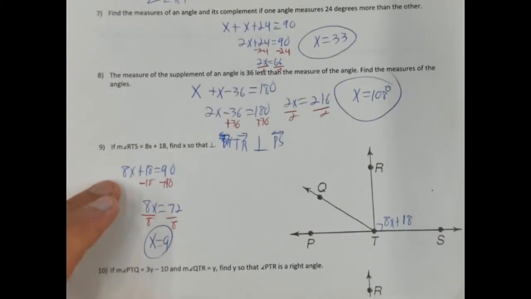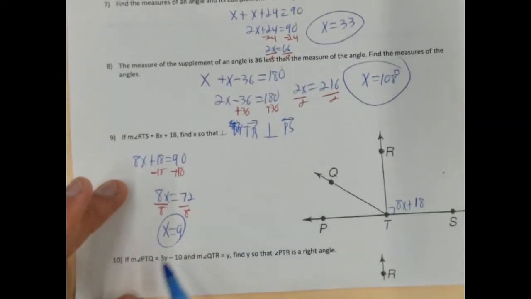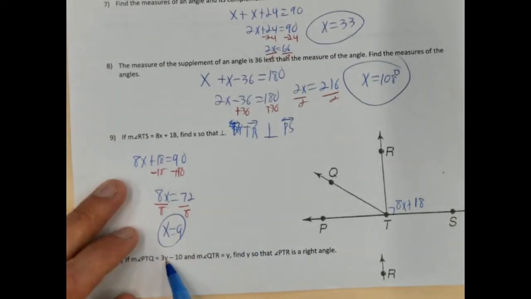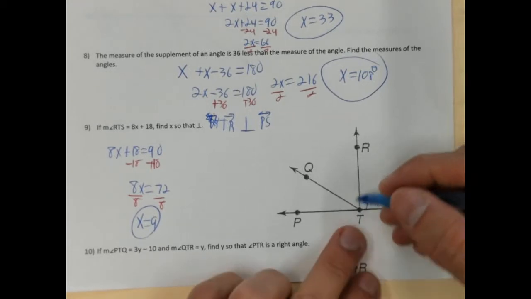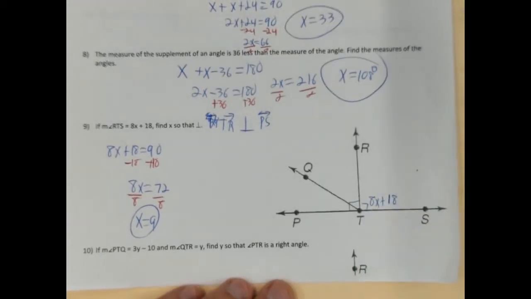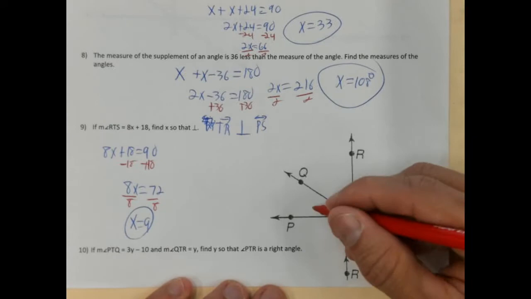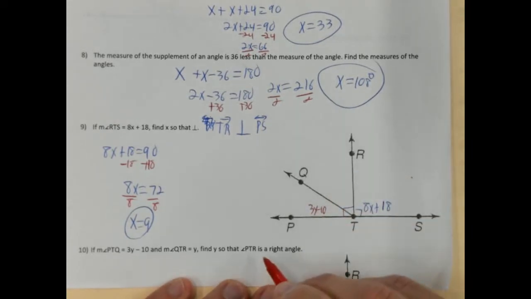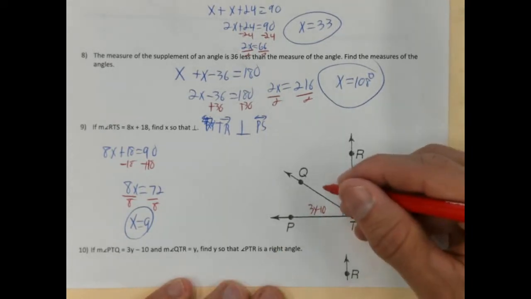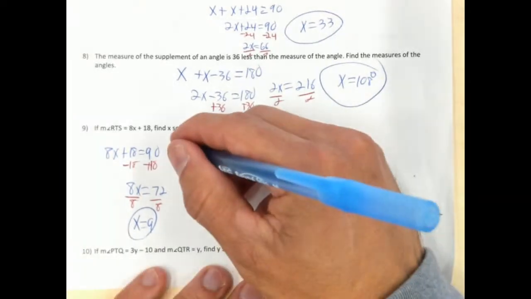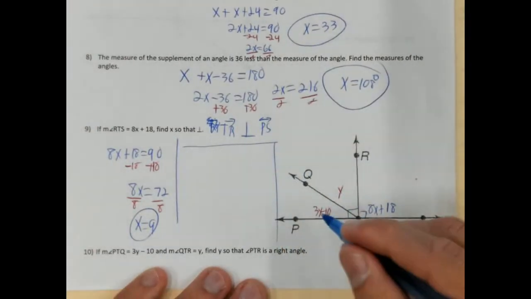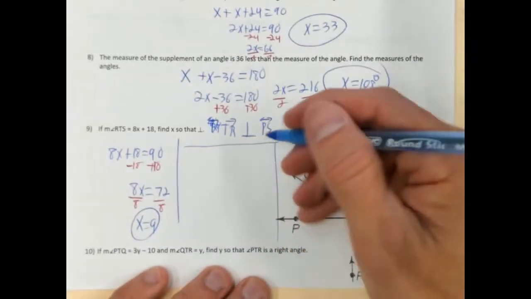Okay. This last one got cut off. So we're using the same picture. If PTQ is equal to 3y minus 10 and QTR is y, find y, so the PTR is a right angle. Okay, so PTR here is a right angle, so they're telling us that. So PTQ is this one. That'd be 3y minus 10. And QTR is y. It's a right angle, so these two would add up to 90. I know this is not the best, but we're going to use this section here. So these two would equal 90 degrees when added together, so we can solve for y that way.